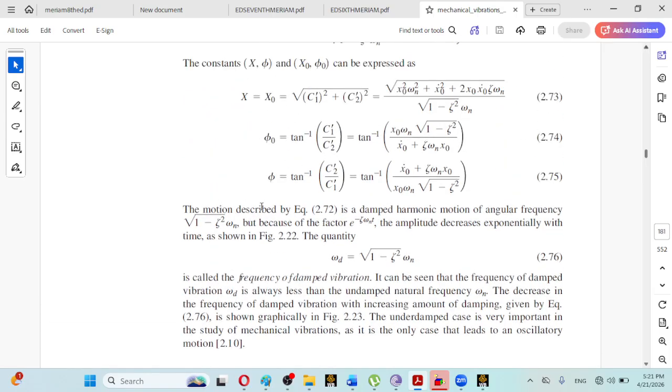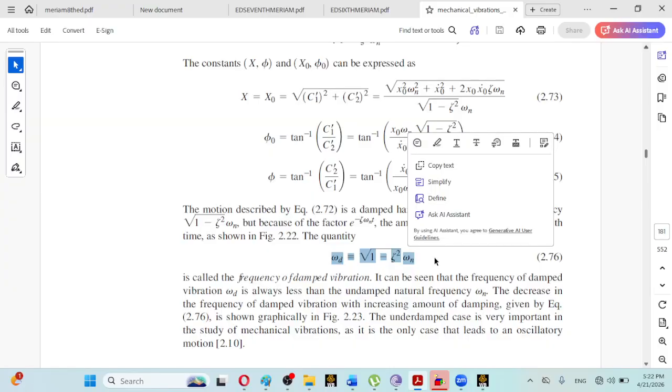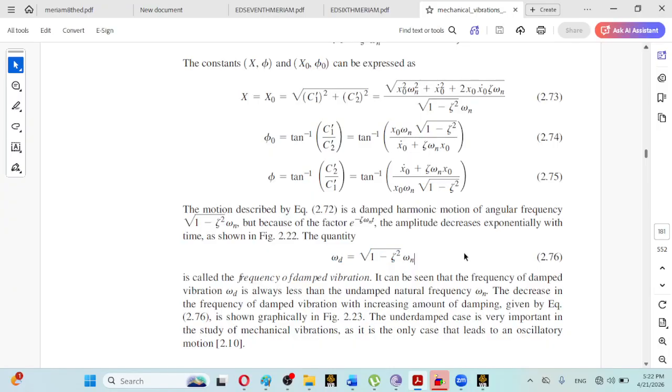In this term, the motion described is a damped oscillation, because of the factor e to the minus damping factor omega n t, the amplitude decreases exponentially with time, as you can see. So the quantity omega d is equal to square root of 1 minus damping factor squared, times omega n, and is called the frequency of damped vibration or damped frequency. So this formula is very, very important, and you should remember it: if you are given the natural frequency and damping factor, you can simply calculate the damped frequency.